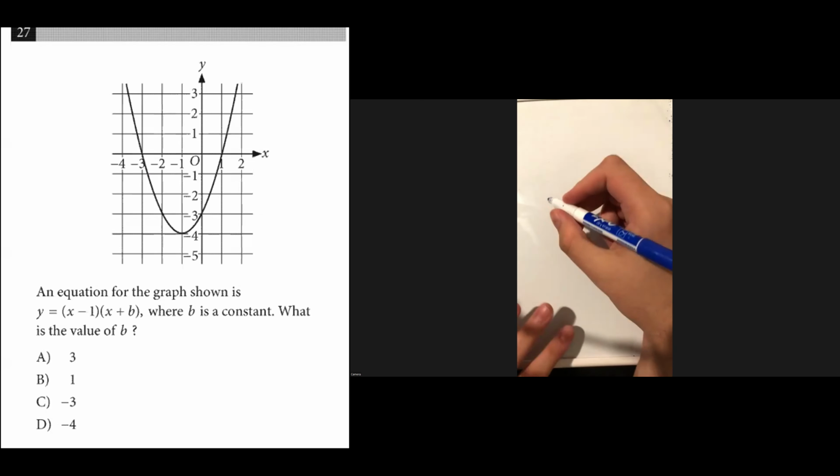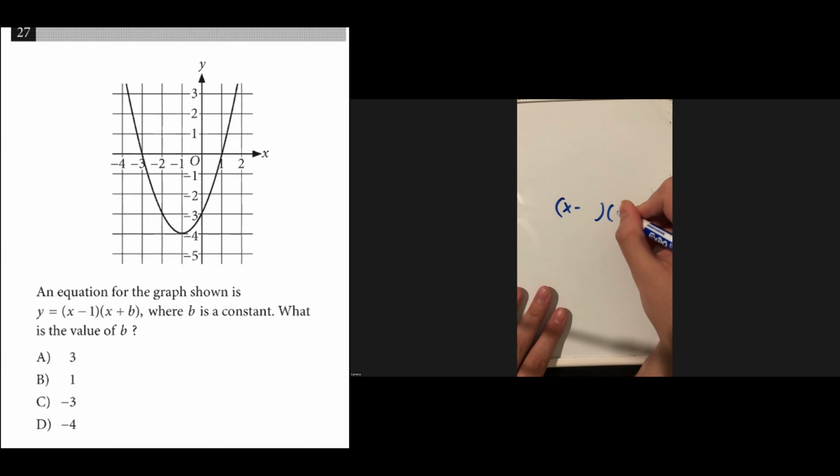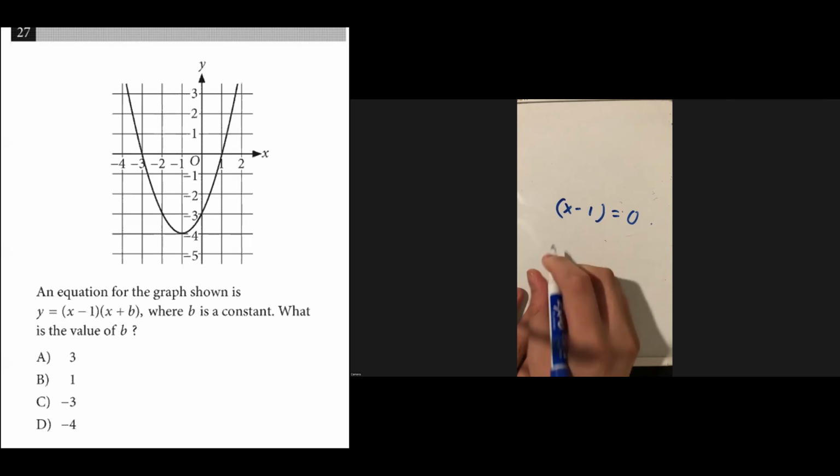Okay, so this question asks what is the value of b. For this, it's just the equation for a parabola, where x minus a value and x minus another value is equal to 0. So one of these two has to be equal to 0, so we can just set them equal to 0. So x minus 1 equals 0, which means x is equal to 1, which we can see on the graph. And the other point of intersection on the graph is at -3.